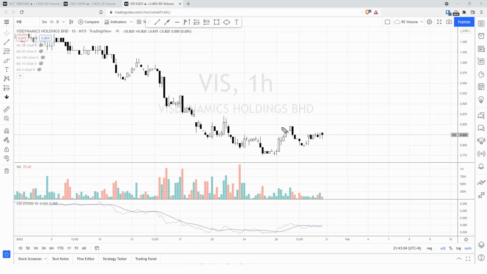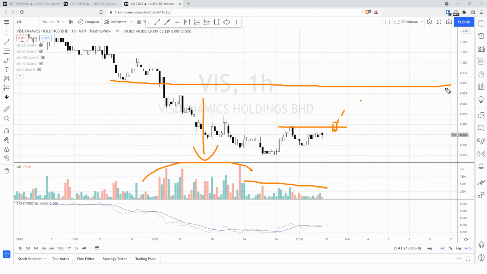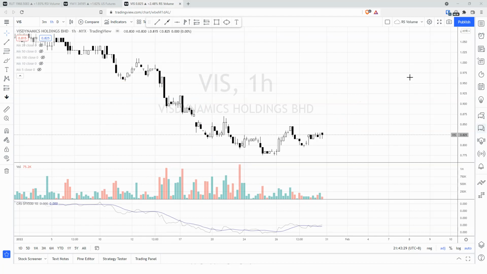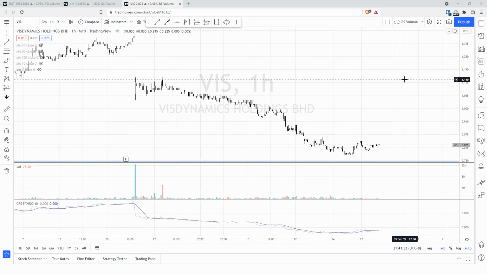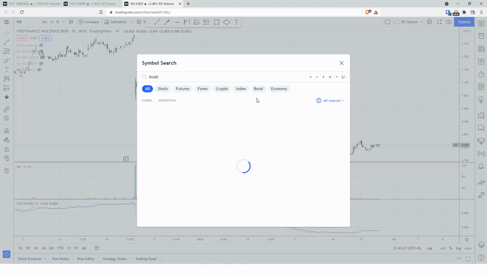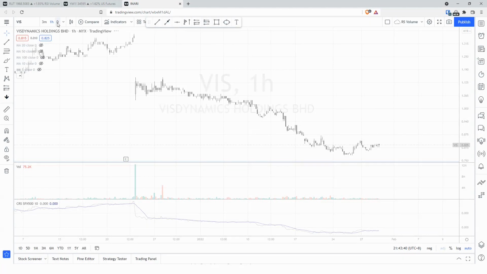If we can break out here, there could be more upside ahead. There is an attempt to stop here, and we got some exhaustion of the selling, and now it's up to the bulls to prove themselves. If it can break out and go up, then likely it can go back up and test this level, maybe 95. That's only provided the overall market sentiment is good. Inari, if I recall, I think it dropped quite a lot.